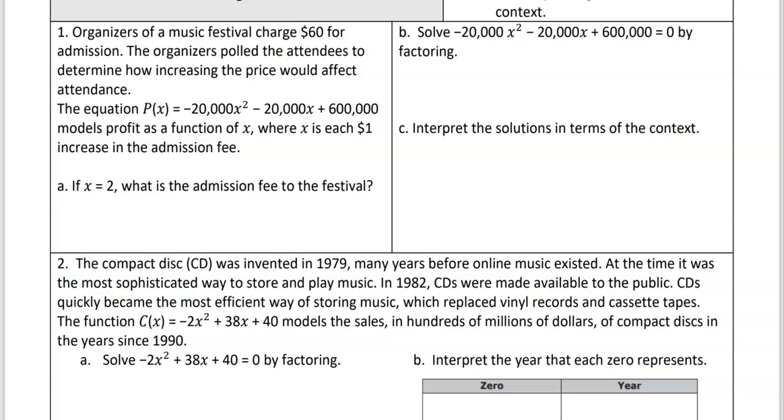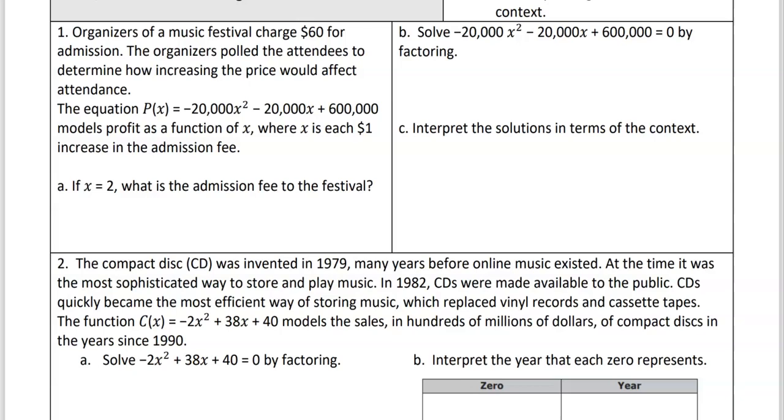Organizers of the music festival charge $60 for admission. The organizers polled the attendees to determine how increasing the price would affect the attendance. The equation P of X equals negative 20,000 X squared minus 20,000 X plus 600,000. Model the profit of the function of X where X is each $1 increase in the admission fee.